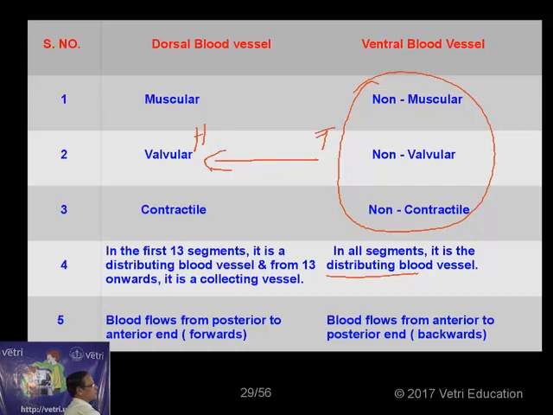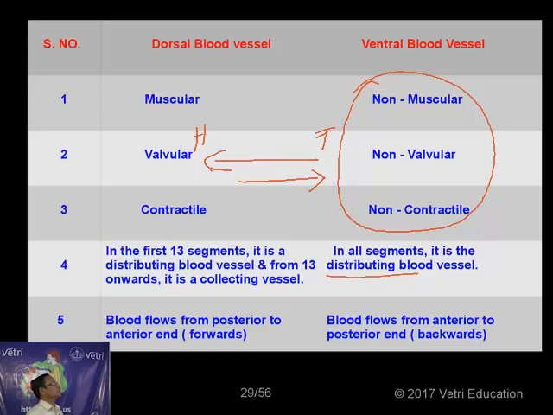Whereas in the case of the ventral blood vessel, the blood is always flowing from the head to the tail. That is in the backward direction. So, forward direction, backward direction. These are some of the differences between the dorsal blood vessel and the ventral blood vessel. So contractile, muscular and valvular; opposite, we have non-contractile, non-muscular, non-valvular.